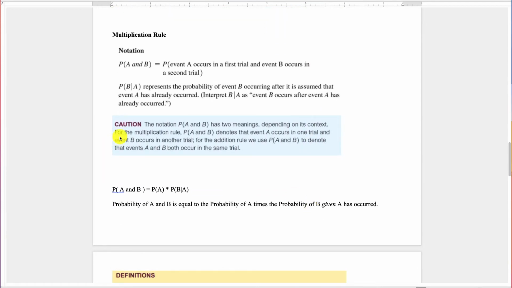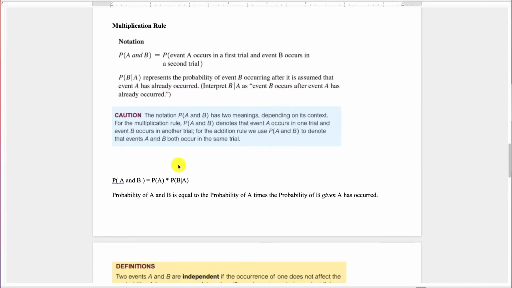All right, and the last part in this section is the multiplication rule. Its notation is the AND, probability of A and B. A occurs in the first trial and then B occurs in the second trial. There's another way of looking at it: the probability of B given that A has occurred. So it represents the probability of B occurring after it is assumed that A has already occurred. So here's the probability of A and B. It's the probability of A times the probability of B given that A has already occurred.